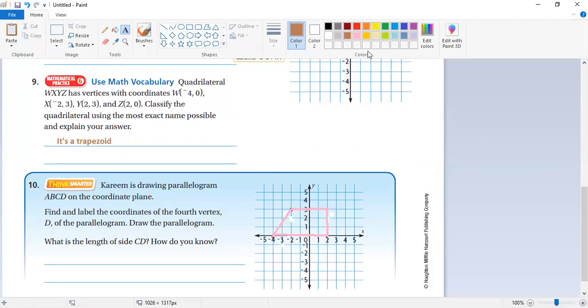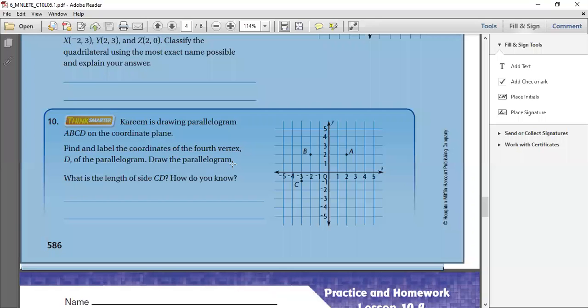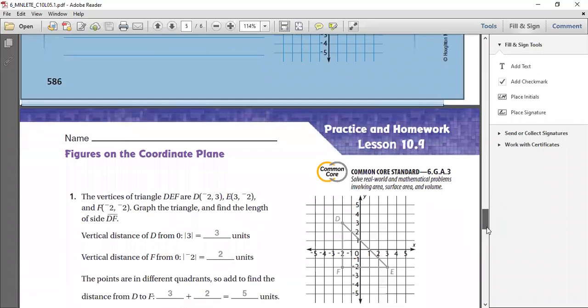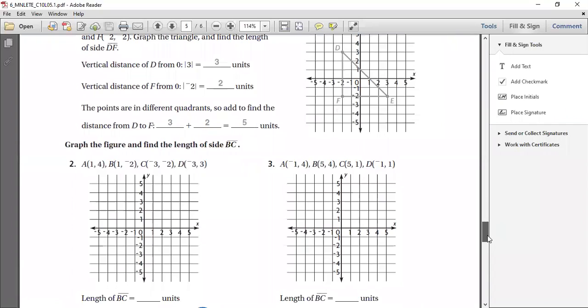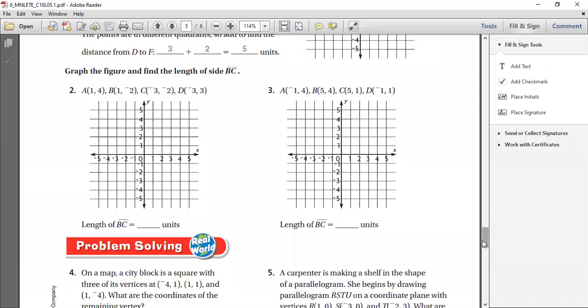Fine. So that brings us to the end of this lesson. Of course you will have to do your homework, which are the remaining questions of what we did yesterday. That's going to be question 2, 3. You have to find the length of side. So you can use the absolute values as we did. You have to draw each point on the coordinate plane and then use absolute values.